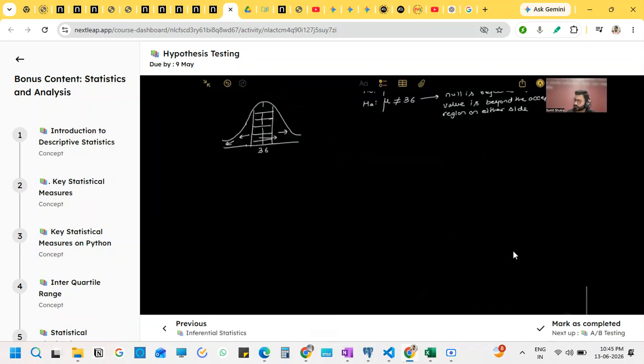So we have learned two things till now. Number one, formulation. Number two, type of test, which is whether it is left, right, or two-tailed. Now we have to learn how to perform the test. So let's see that in the next part.